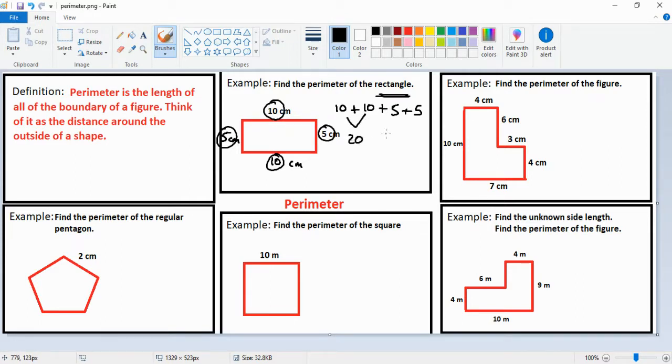10 plus 10 is 20. 5 plus 5 is 10. 20 plus 10 is 30. And we're dealing with centimeters. The perimeter there is 30 centimeters.